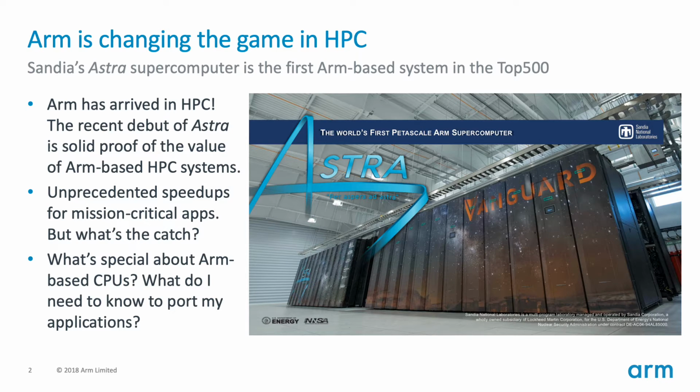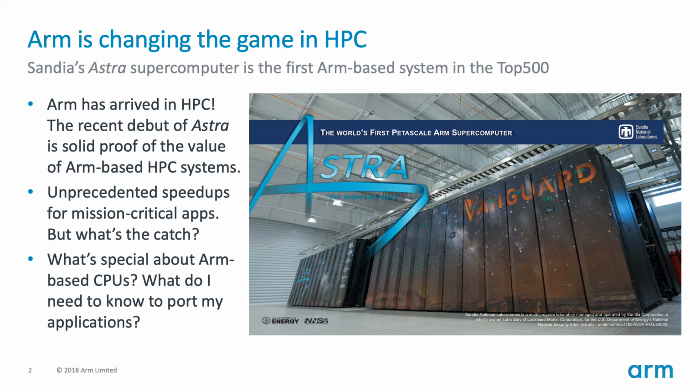Now, Arm is really changing the game in HPC right now. We just had Sandia's Astra supercomputer become the first Arm-based system in the top 500 list. This is a huge proof point for us. It really shows that Arm has arrived in HPC, and we're enormously excited about the potential we have here.